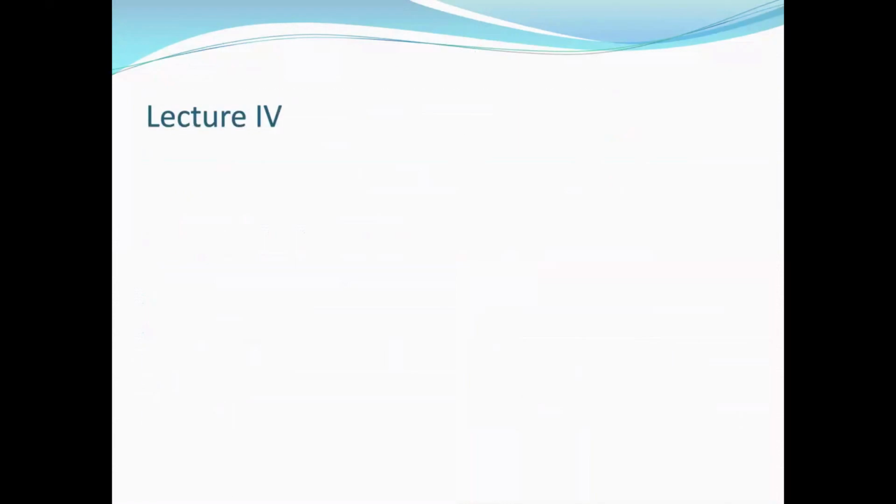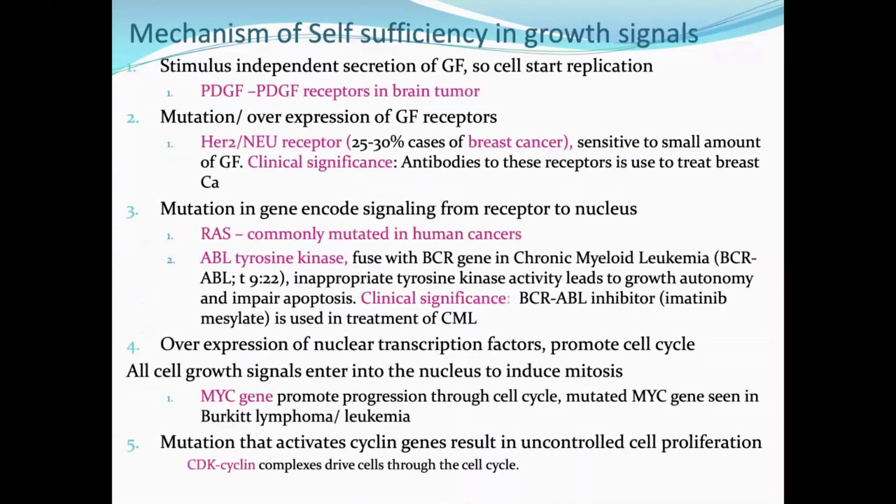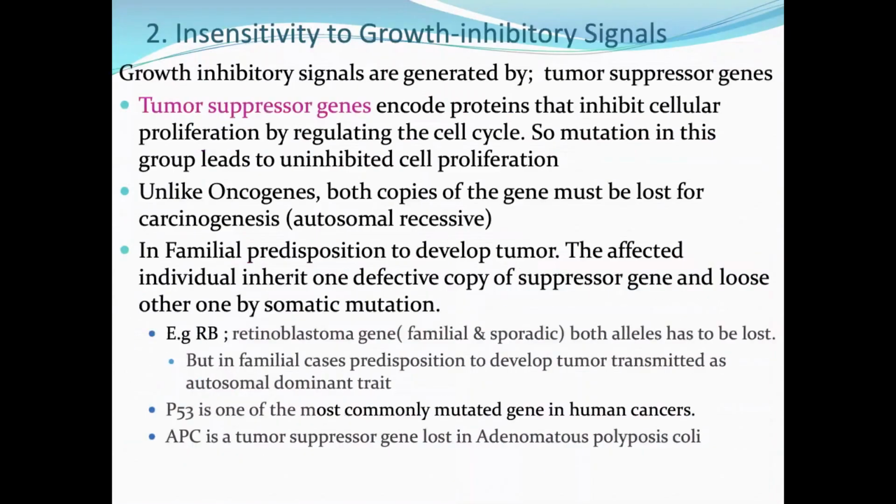So هنا lecture 4 نتكلم على الخصائص, the characteristics that allow a tumor to survive, grow, and have the ability to invade and metastasize. Okay, so the first one is self-sufficiency in growth signals. Number 2 is insensitivity to growth inhibitory signals.